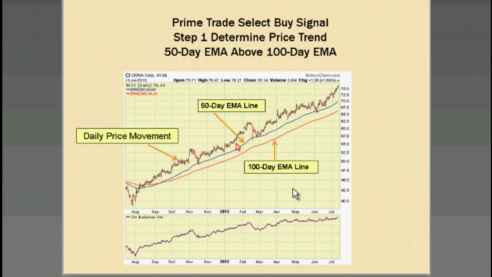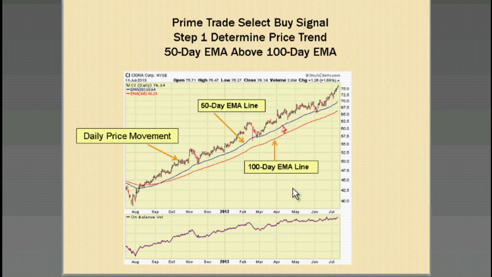These red and black vertical lines represent the daily price movement of Cigna. And then this blue line right here is the 50-day EMA, and the red line is the 100-day EMA. So we can see about a year ago, last September, the blue line, which is that 50-day EMA, crossed above the red line. So when that 50-day EMA crossed above the 100-day EMA, then Cigna was on a buy signal.